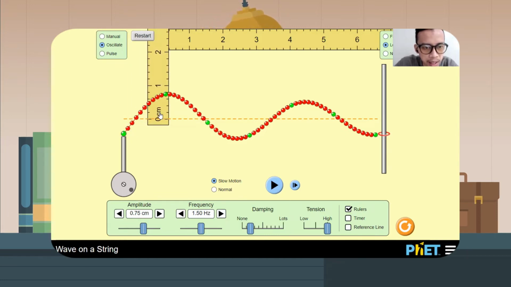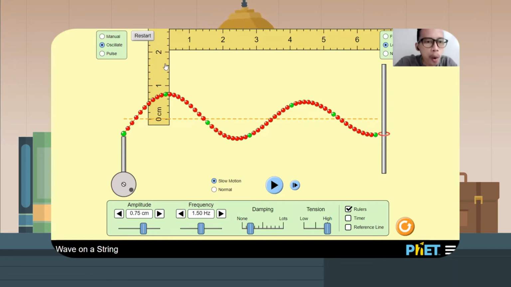So this is the maximum displacement. It's around 0.8 centimeter. That's the amplitude. One more time: amplitude is maximum displacement. Now we already have two quantities, right? Okay, the next one is wavelength.